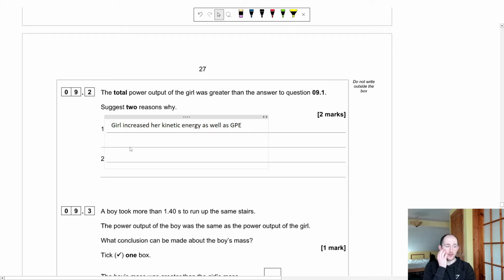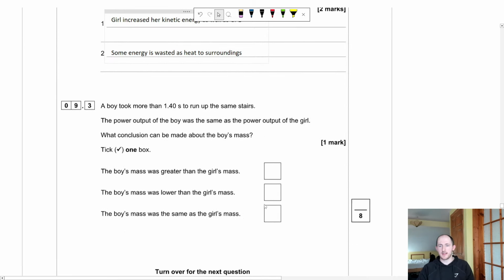And for number 2, I'm going to say some energy is wasted as heat to surroundings. Again, whenever you get hot and sweaty, that's just wasting energy as heat to the surroundings.